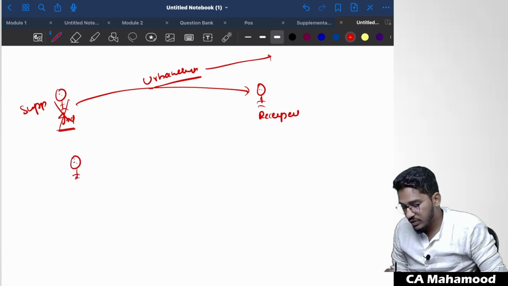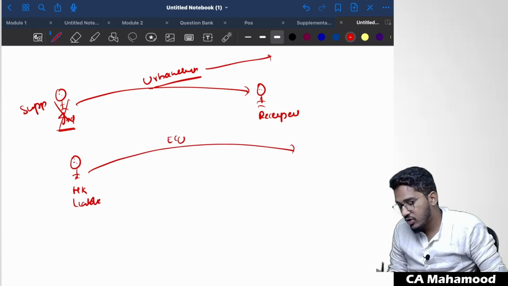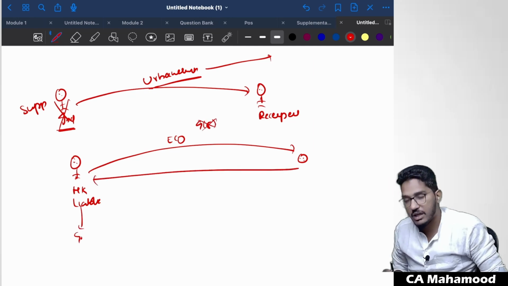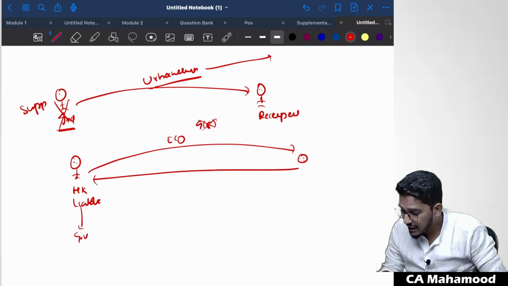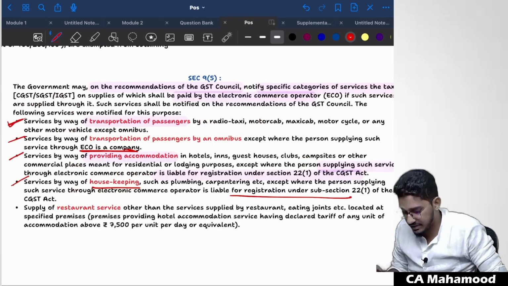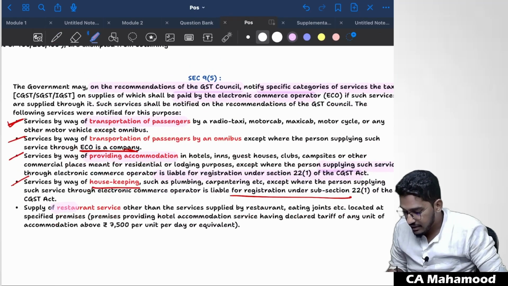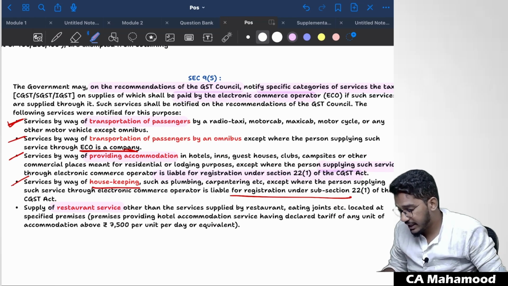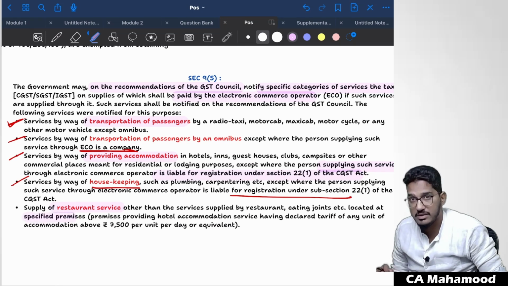However, if there is a person providing housekeeping services who is already liable for registration, and that person is providing the services through the e-commerce operator to the recipient, then this will not get covered under 9(5). Here the supplier only should collect the GST and pay it to the government. Clear? And one more service is also specified under 9(5), which is supply of restaurant services other than services supplied by restaurants or eating joints located at specified premises.